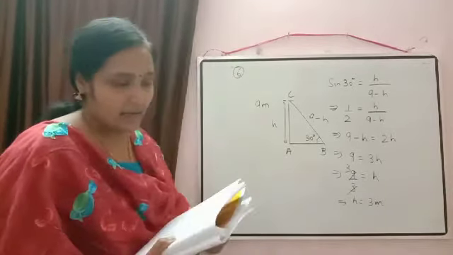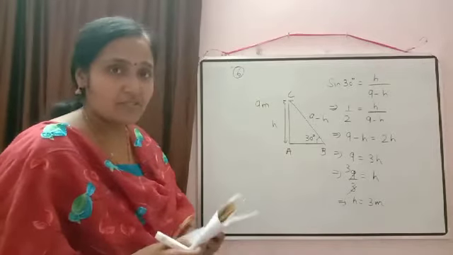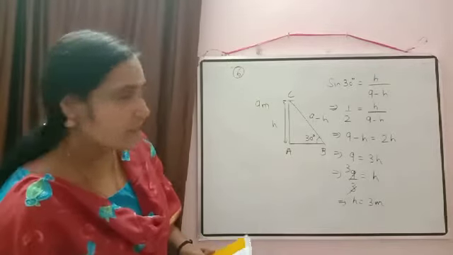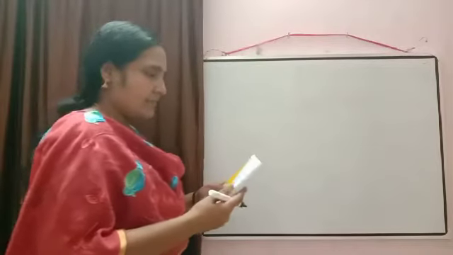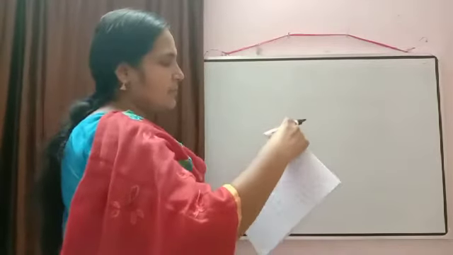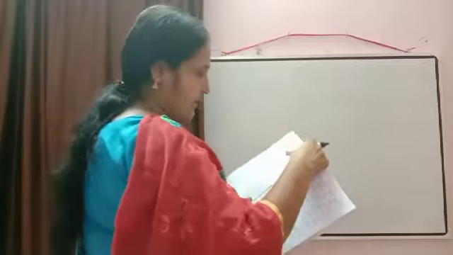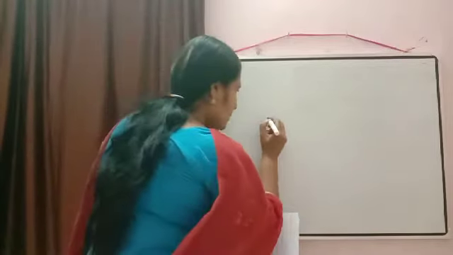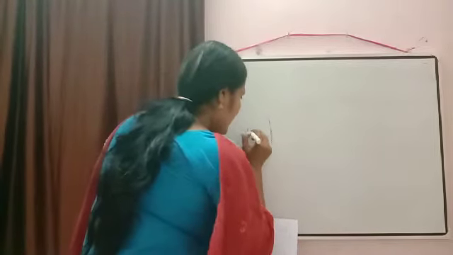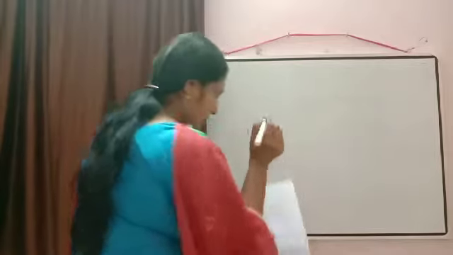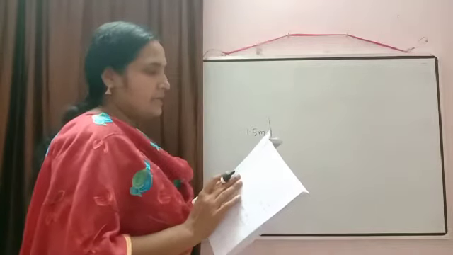Now here difference is there. In the previous questions the height of the observer, the person who is watching, was not given, but in this question it is given. An observer 1.5 meter tall. An observer whose length is given 1.5 meter.